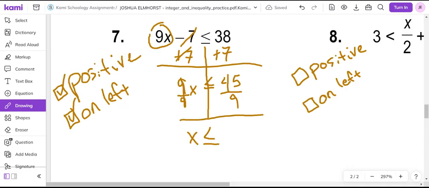Number 7, check your work. The variable term is positive, and it is on the left side of the comparison symbol. So we have the opposite of subtracting 7. We're going to add 7 to both sides. The opposite of multiplying by 9 is dividing by 9. So 38 plus 7 is 45, and then 45 divided by 9 is 5. So we have x is less than or equal to 5.